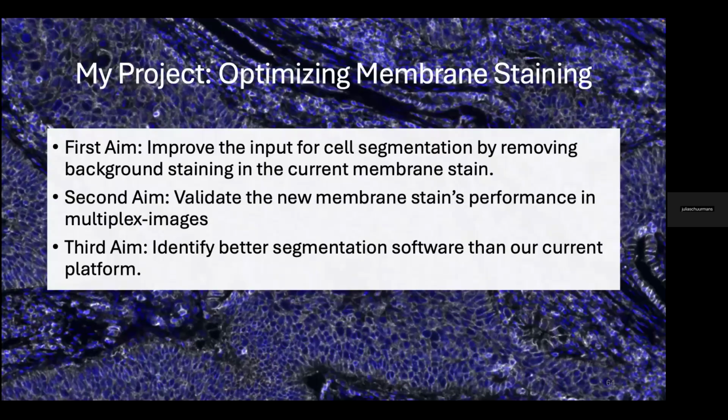So overall, I was able to achieve all three aims of my project. I was able to improve the input segmentation by removing the background staining for the individual cocktail. I was then able to validate the new stain performance and multiplex images and then troubleshoot that to get to the best that I could. And then last but not least, I found a better segmentation software to segment our images with.